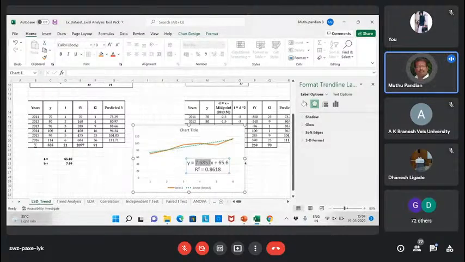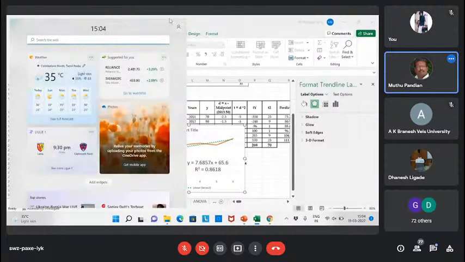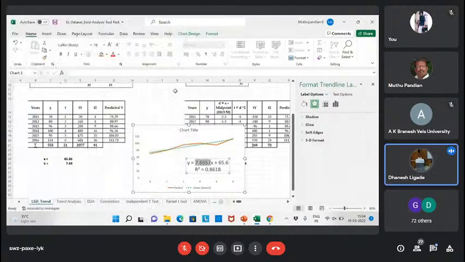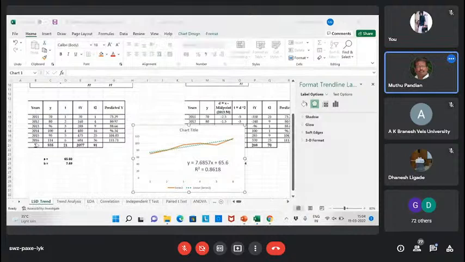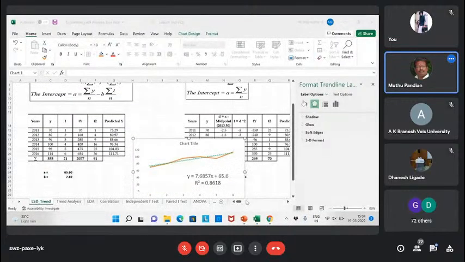Are you able to see? Otherwise, I will zoom it. Are you able to see the value here and this value? This is our alpha value and the beta value. This is the way you can use your prediction. These are the trend values. You can calculate the trend value, the y value, and the r square value also.